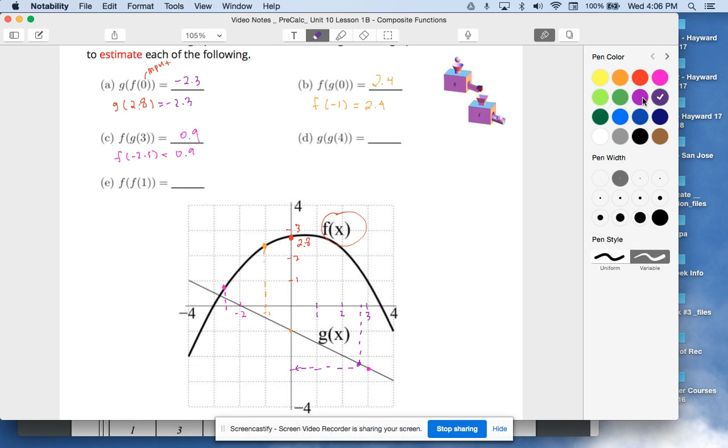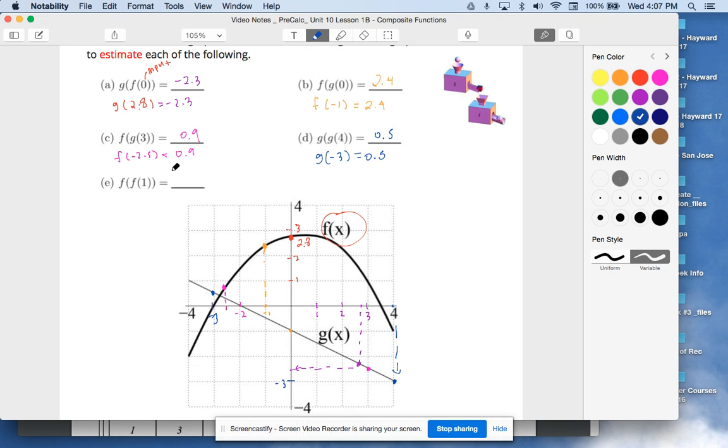Cool. Let me use this dark purple, or blue, g of 4. So we find g of 4, so our input is 4, right? And if we go down, we can see that it intersects with negative 3. So that ends up being g of negative 3. And we go to negative 3. And then remember, we're dealing with our g function, which is the linear graph. And then we can see that it's a little less than negative 1, but a little less than our pink value, which is 0.9. So we can say this is 0.5.